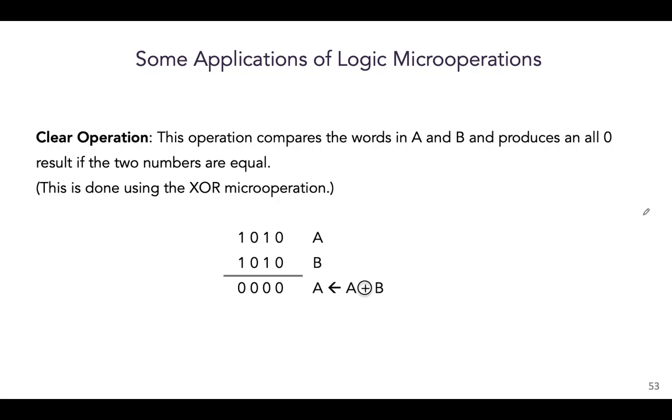Then we have the clear operation. This operation compares the words in A and B, the data in A and B, and produces an all-zero result if the two numbers are equal. So basically, this is the XOR operation. This is what XOR does. When two numbers are the same, it produces 0. So we have two registers, A and B, both have the same contents, and through the use of the clear operation, we have cleared this entire register, all zeros.